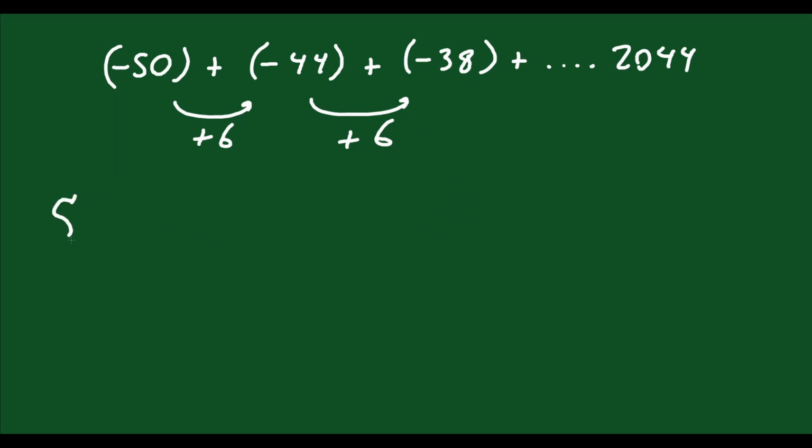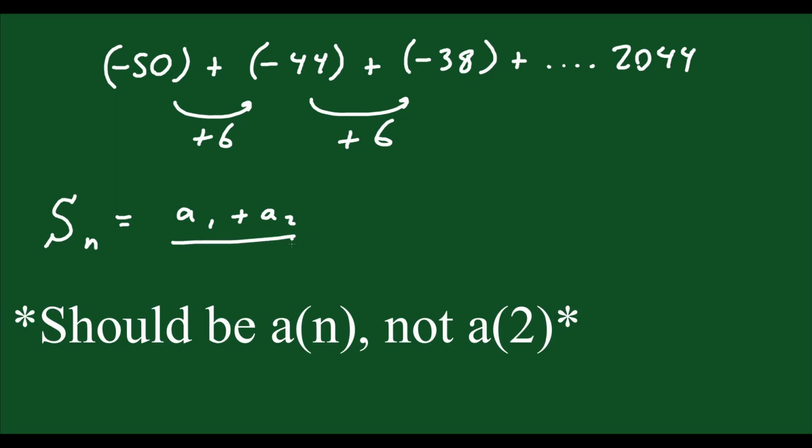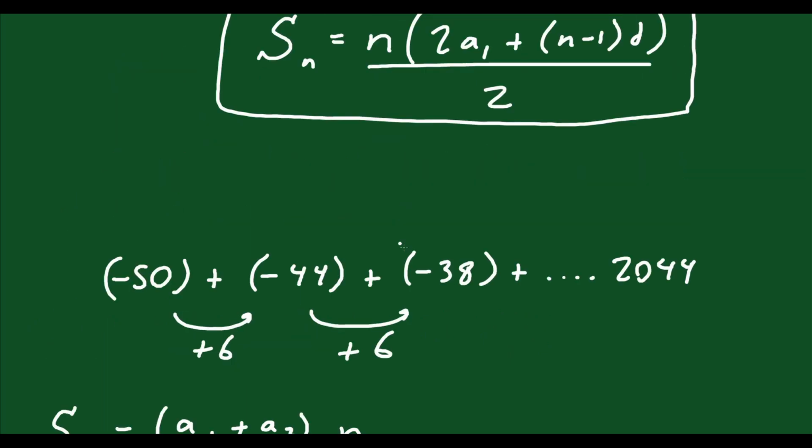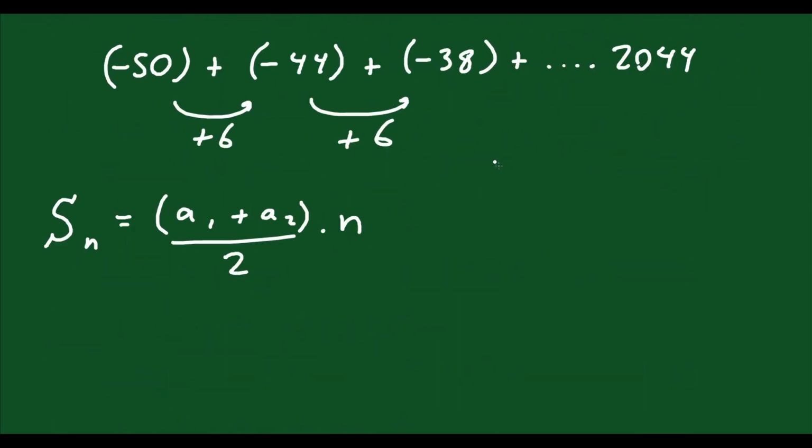And so if you want to find the sum of this series here, all you have to say is the sum is equal to a1 plus a2 divided by 2 times n, right? This is the equation that we just came up with earlier, right? The first one up here. So we can plug in our values, right? We know the first term is negative 50. We know the last term is 2044. Divide those by 2, and then multiply by the number of terms we have.